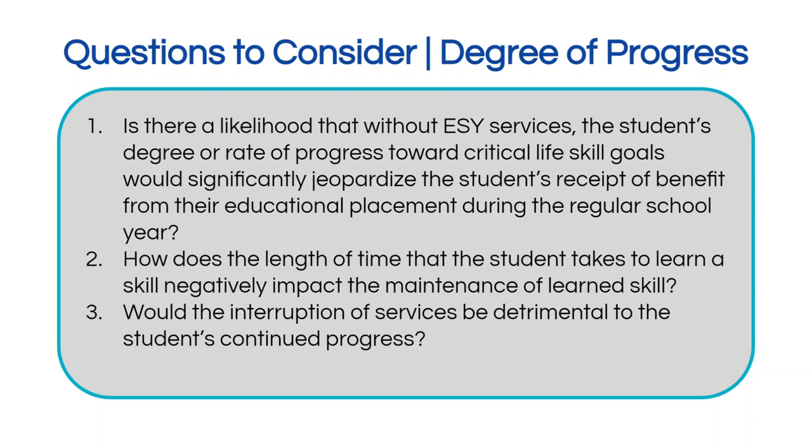When considering the factor degree of progress to consider, think through the following questions. 1. Is there a likelihood that without ESY services, the student's degree or rate of progress towards critical life skill goals would significantly jeopardize the student's receipt of benefit from their educational placement during the regular school year? 2. How does the length of time that the student takes to learn a skill negatively impact the maintenance of the learned skill? 3. Would the interruption of services be detrimental to the student's continued progress?